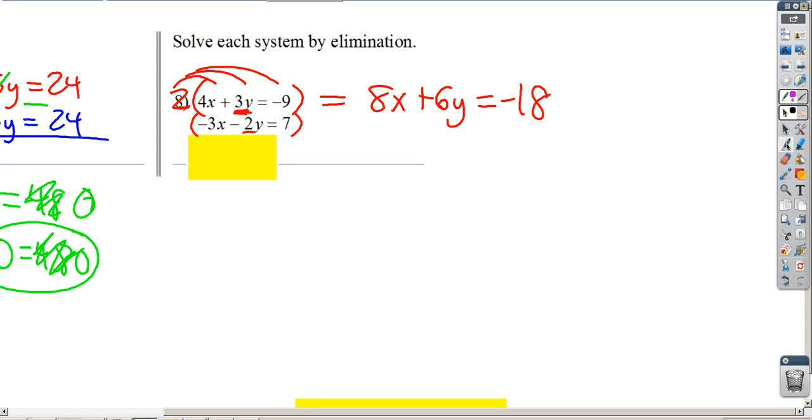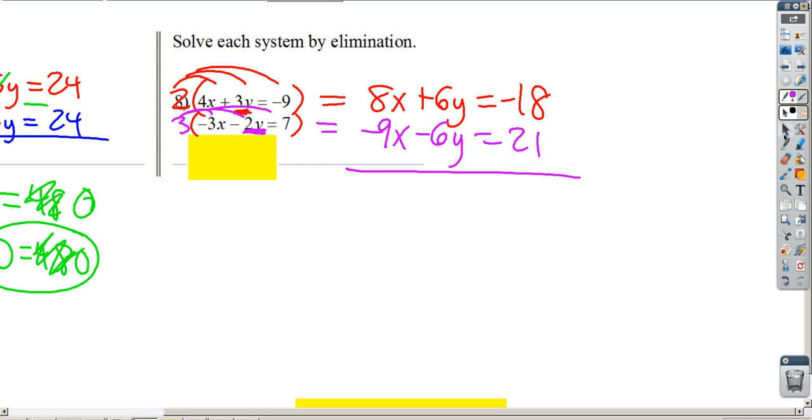And then what do I need to do with the bottom? I need this to be a 6 also, so I'm going to multiply by 3 this time, because that will make it 6. 3 times negative 3x is negative 9x, 3 times negative 2y is negative 6y, 3 times 7 is 21. How will we eliminate the y's? We can eliminate them this time by adding them. If we add these together, 8x minus 9x, or plus negative 9x, is negative x. Those are eliminated. And negative 18 plus 21 is positive 3. So we can solve by dividing by negative 1.